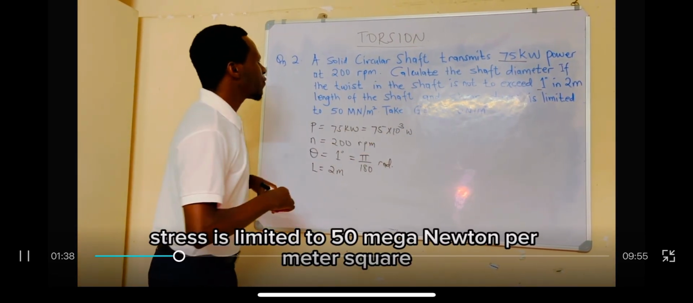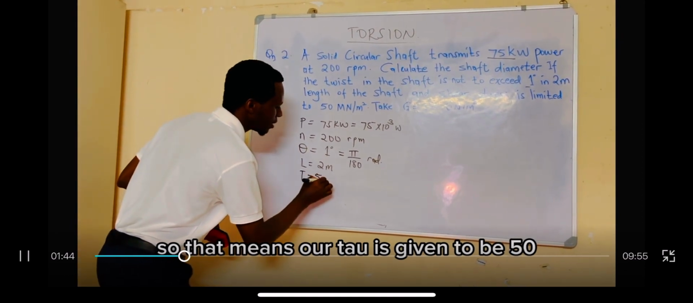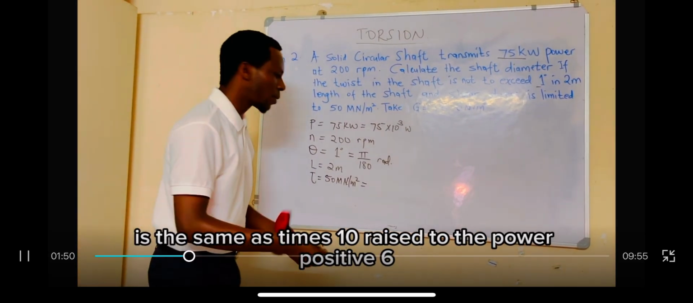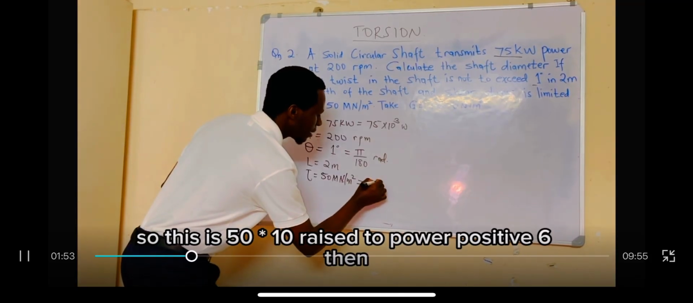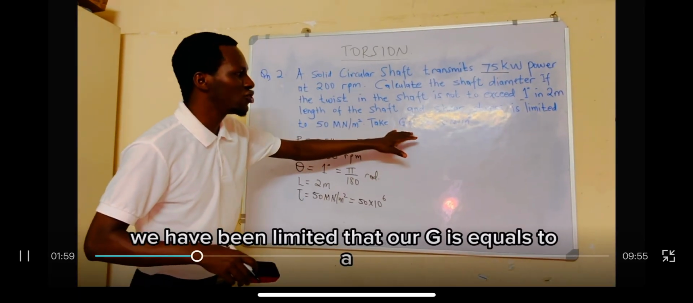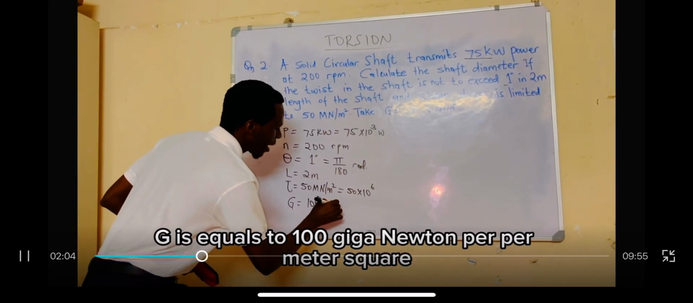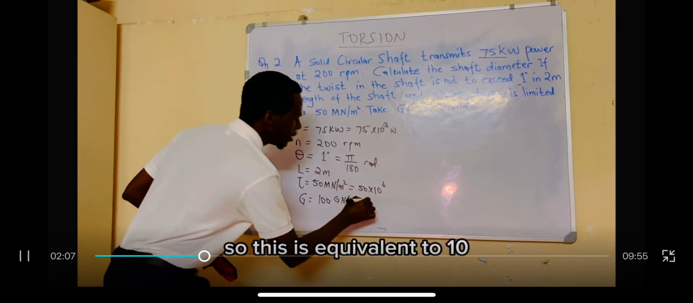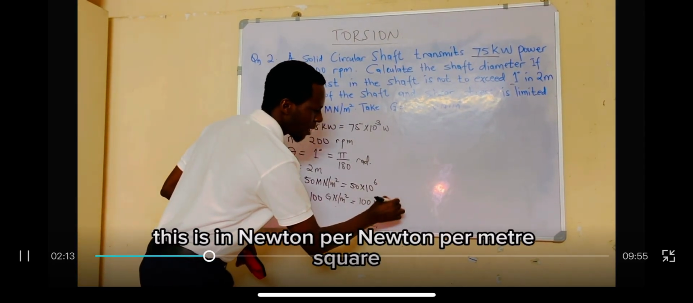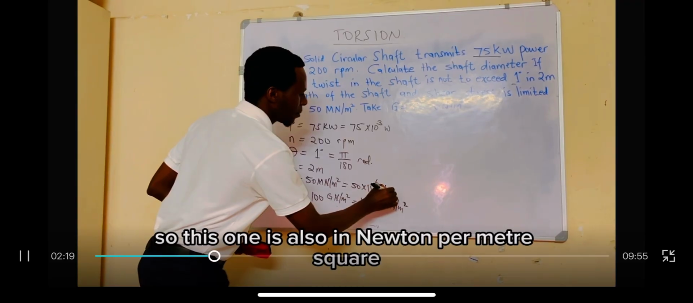Shear stress is limited to 50 meganewton per meter square. So that means our tau is given to be 50 meganewton per meter square. And mega in this case is the same as times 10 raised to power positive 6. So this is 50 times 10 raised to power positive 6. And then we have been given that our G is equals to 100 giganewton per meter square. So this is equivalent to 100 times 10 raised to power 9. This is in newton per meter square. Remember, this is same as Pascal. So this one is also in newton per meter square.